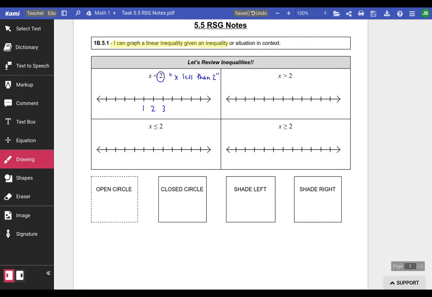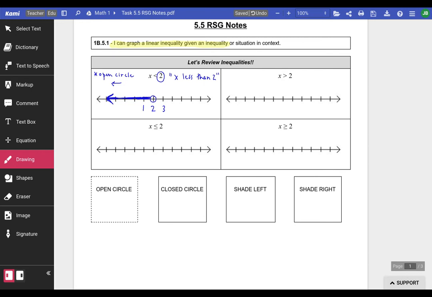Now, there were a couple things that we had to remember. Since my symbol is just less than, remember we said that was going to mean I put an open circle at the 2. And then for less than, remember we said that was like an arrow pointing to the left. So to finish off, I just shade everywhere to the left, and I put an arrow here to show that that would go on forever. So that's a graph of x is less than 2.